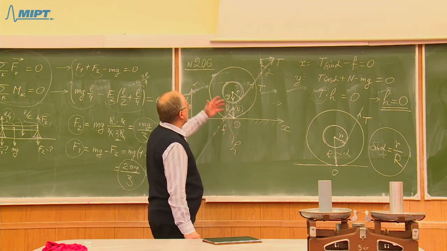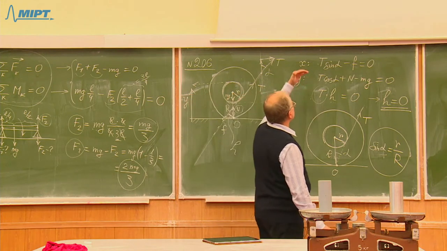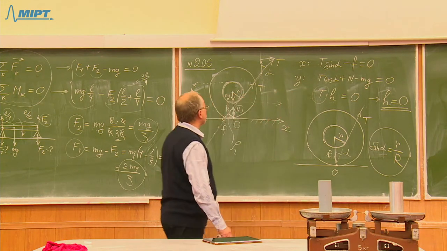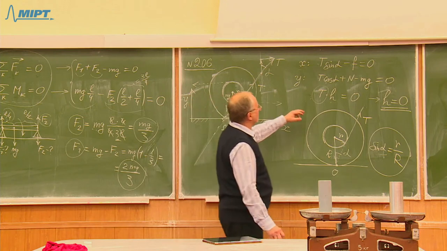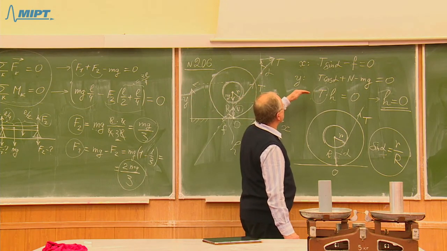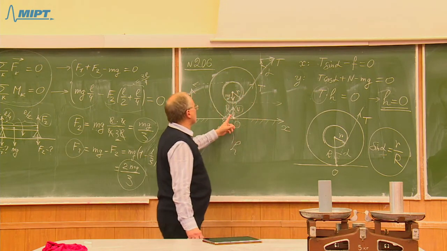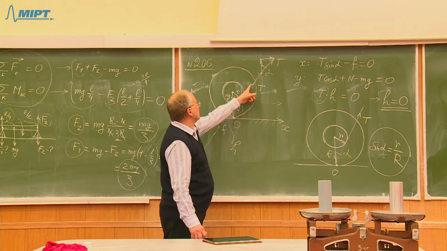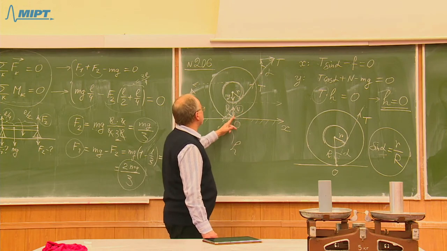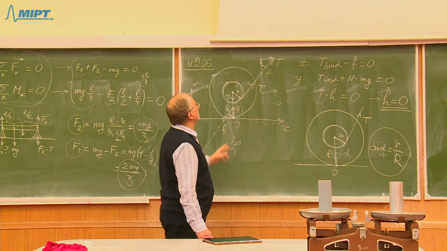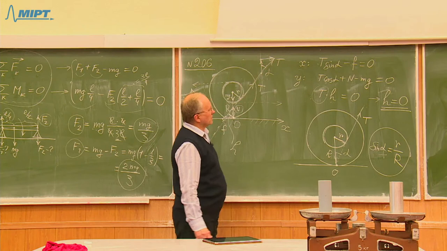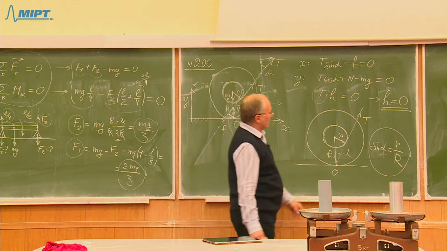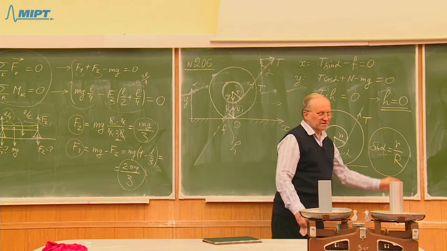We started this problem with writing all the equations we need. And then we suddenly discovered that we need only one equation. Only one equation gives the solution, because the arm of the force T must be 0. And that defines the direction of the string, and the direction of the string is defined by this condition.